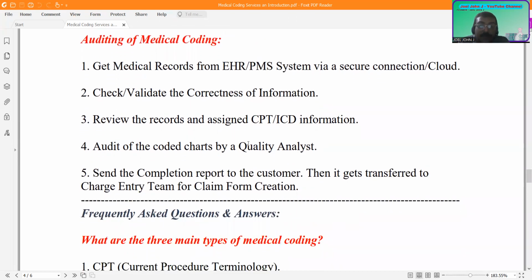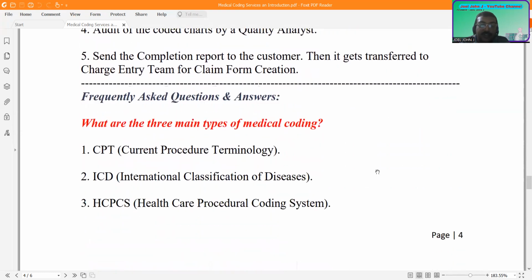Auditing of medical coding. Get medical records from the EHR or PMS system. EHR or PMS are the terms for the software in which they work for medical coding, and the clients will have the same software from where you get the notes, via a secure connection or a cloud. Check and validate the correctness of the information. Review the records and assign the CPT and ICD code information. Then the coded chart is audited by the quality analyst. The completion report is sent to the customer, then it gets transferred to the charge entry team for claim form correction. So this is how the chain works.